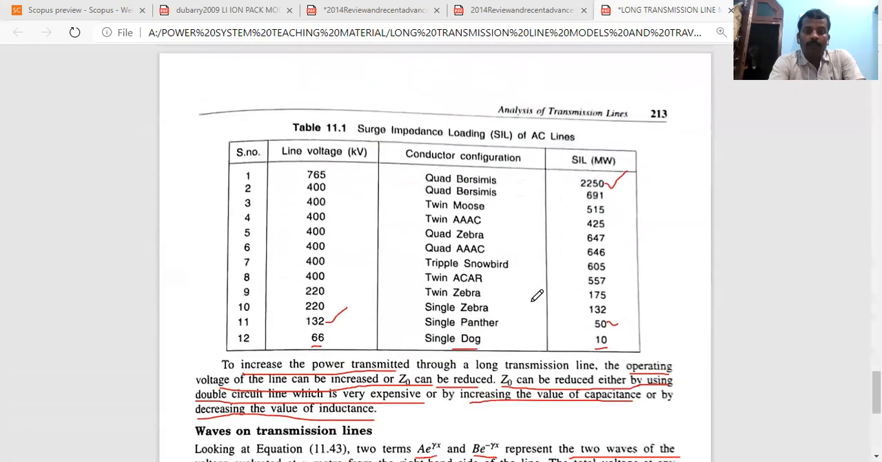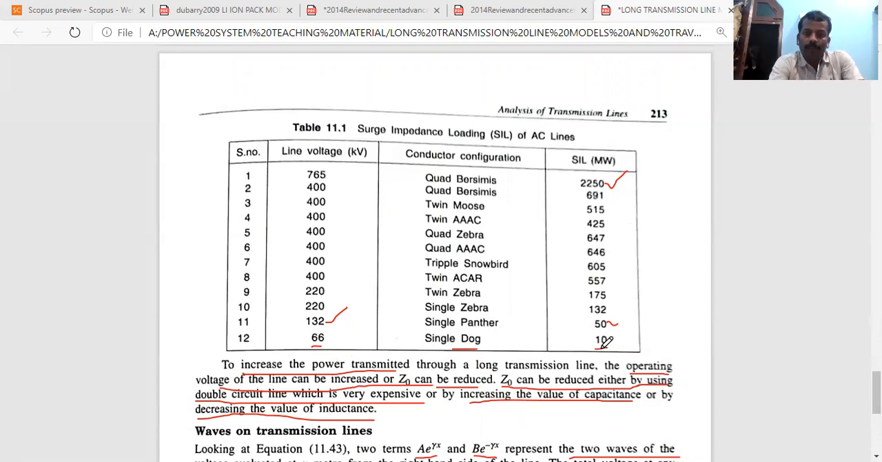You have to be careful. Now these are some conductor configurations and their surge impedance loading. You can see here for the extra high voltage 765 kV, its surge impedance loading is 2250 for the bundled configuration, and for the 66 kV single dog conductor configuration, this surge impedance loading will be 10 megawatt.